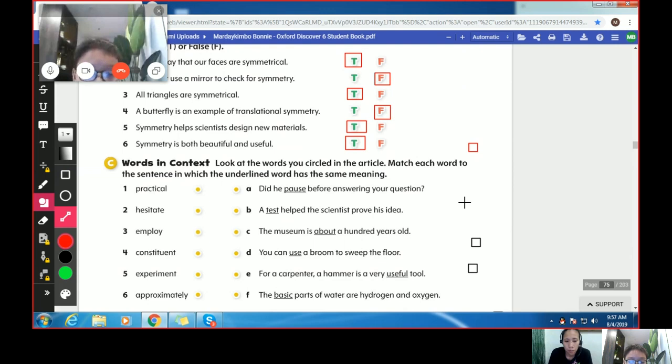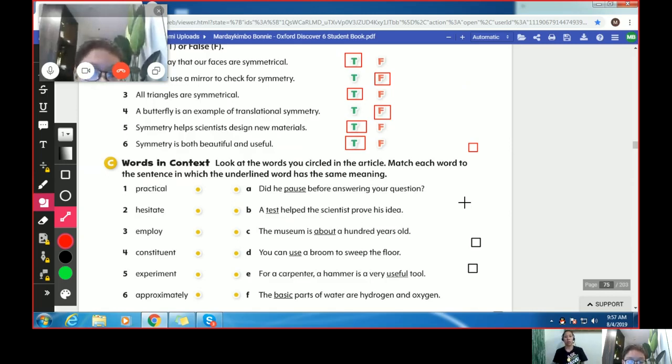A test helped the scientist prove his idea. The museum is about 100 years old. You can use a broom to sweep the floor. For a carpenter, a hammer is a very useful tool. The basic parts of water are hydrogen and oxygen.